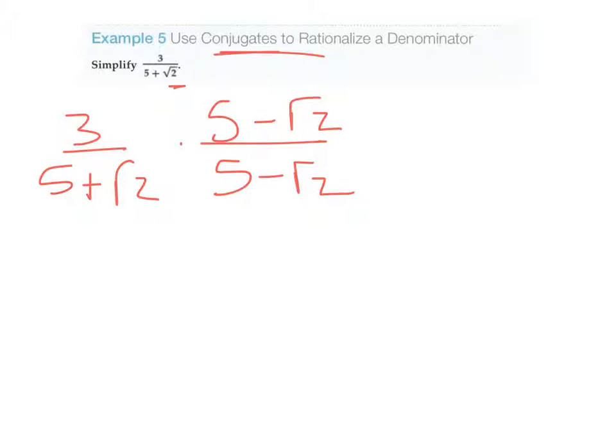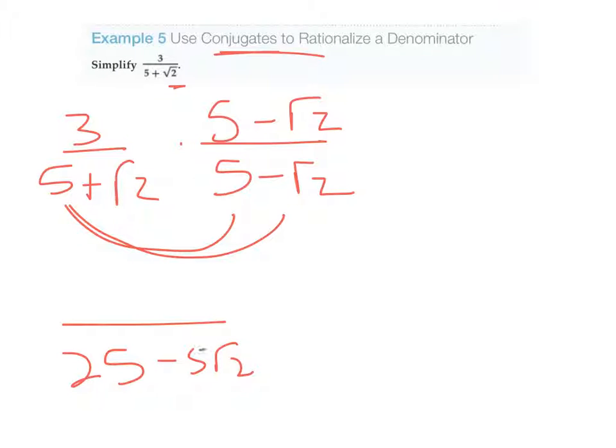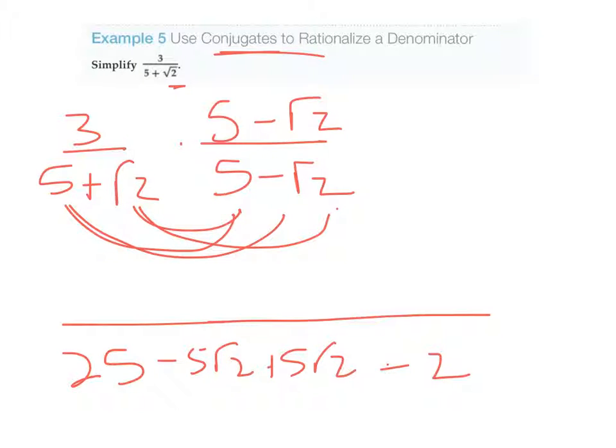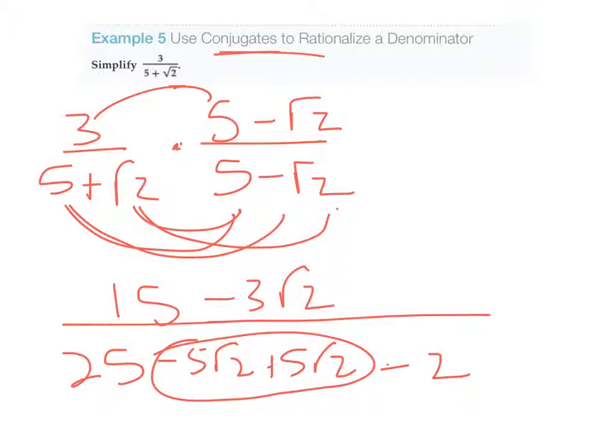Now we'll use our FOIL method on the bottom. So 5 times 5 is 25. 5 times negative radical 2 is negative 5 radical 2. Radical 2 times 5 is a plus 5 radical 2. And radical 2 times radical 2, well, there's a pair, so they really come out as 2. And it's a negative, so it's a negative 2. There's my bottom. And if I do the distributive property on top, because I'm multiplying, 3 times 5 is 15. And 3 times a negative radical 2 is a negative 3 radical 2. And if you look right here, these two are opposite, so they cancel out.